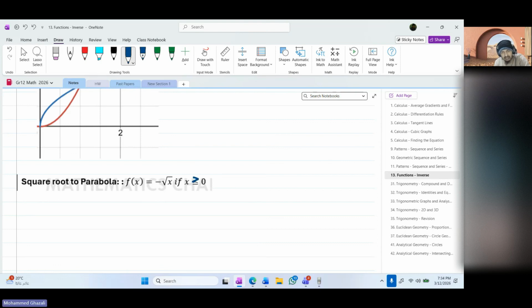Well, the x can't be less than 0. X should be greater than or equal to 0. As you can see, everything under the square root must be greater than or equal to 0. So the domain of f is x is greater than or equal to 0. And the range, you can clearly see there's a negative in the front. So the range of f is y is less than or equal to 0 because of the negative. So f is a function y equals negative square root of x.